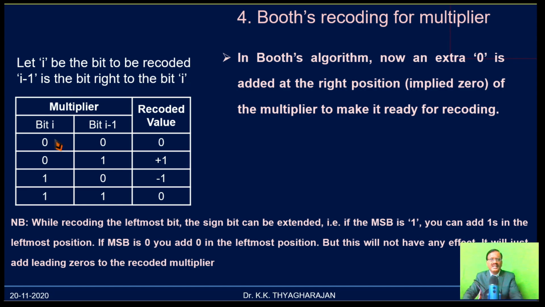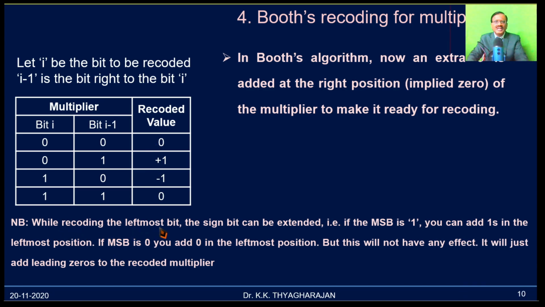If bit I is 0 and bit I minus 1 is also 0, then the recoded value of bit I is 0. If bit I is 0, bit I minus 1 is 1, then the recoded value of bit I is plus 1. Similarly, if bit I is 1, I minus 1 is 0, then recoded value is minus 1. If both are 1, then the recoded value is 0.